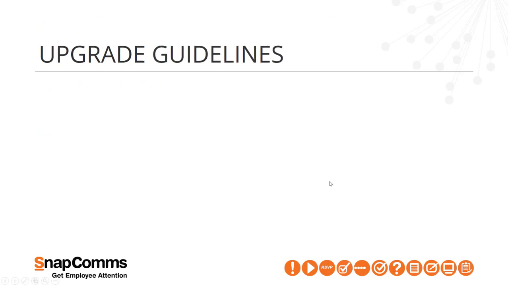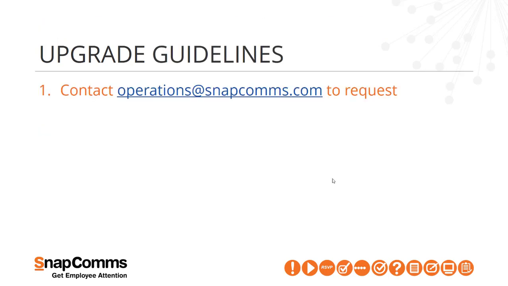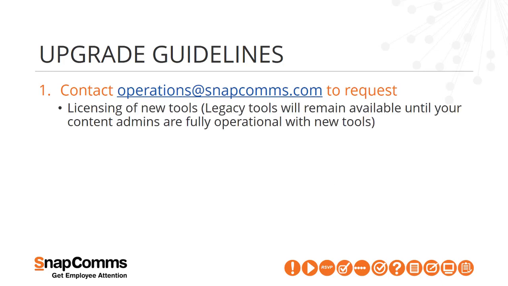Let's look at our upgrade guidelines. Firstly, email operations@snapcomms.com to request the licensing of new tools. Note that your legacy tools will remain available until your content administrators are fully operational with the new tools. Also request the enablement of app profiles.